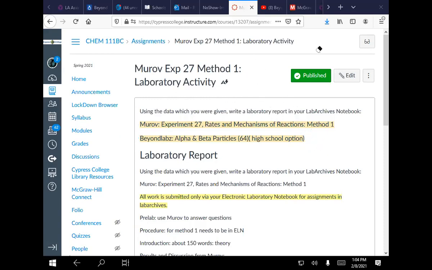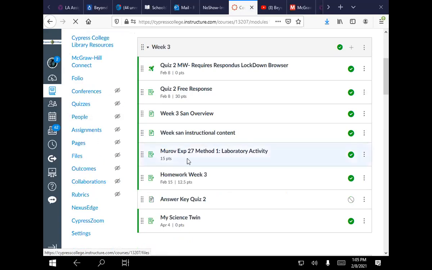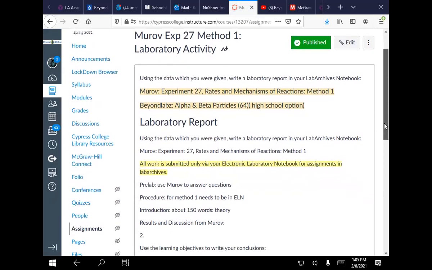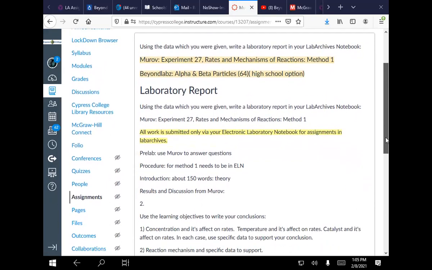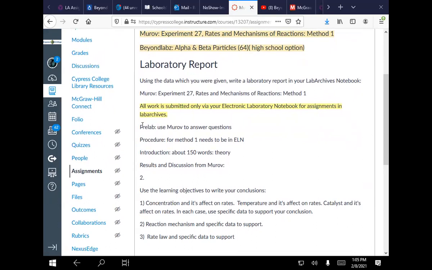So this is in your module. We're week 3, and then we scroll down to here, and we find the information. And this also helps you with how to do the lab report. You use the Murov to answer the questions for the pre-lab. The procedure goes directly in your electronic laboratory notebook, and just make that brief. Theory. And then again, this is to help you with your conclusion.